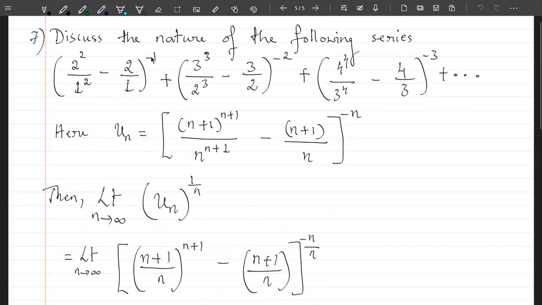Let's take the next one. Discuss the nature of the following series. The terms here are 2 square divided by 1 square minus (2 by 1) whole power minus 1, plus 3 cube by 2 cube minus (3 by 2) power minus 2, plus 4 power 4 by 3 power 4 minus (4 by 3) power minus 3, and so on.